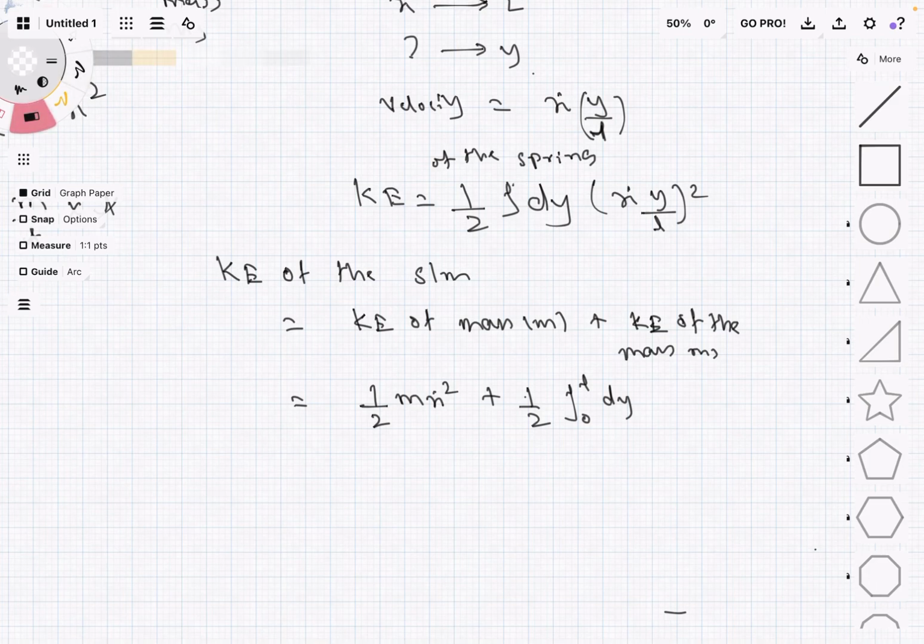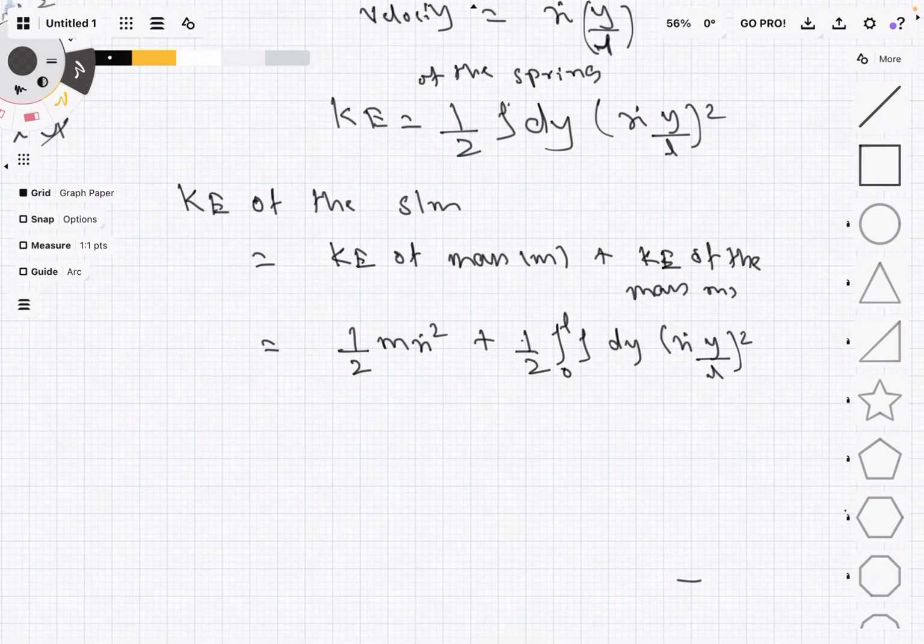If I want to write it for total kinetic energy, it will be rho into the integration from 0 to l of rho dy, into (x dot y by l) the whole square.